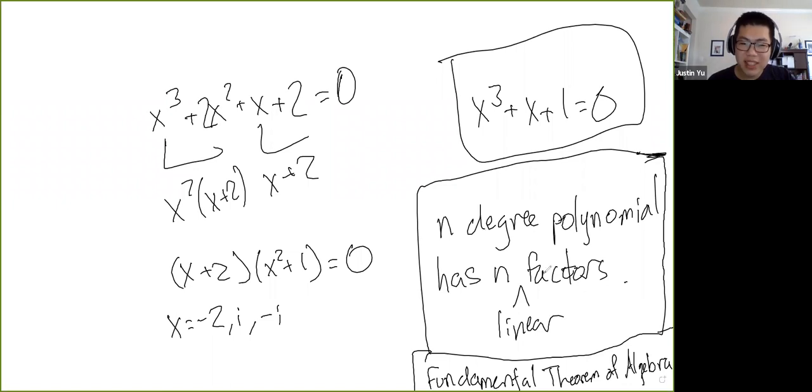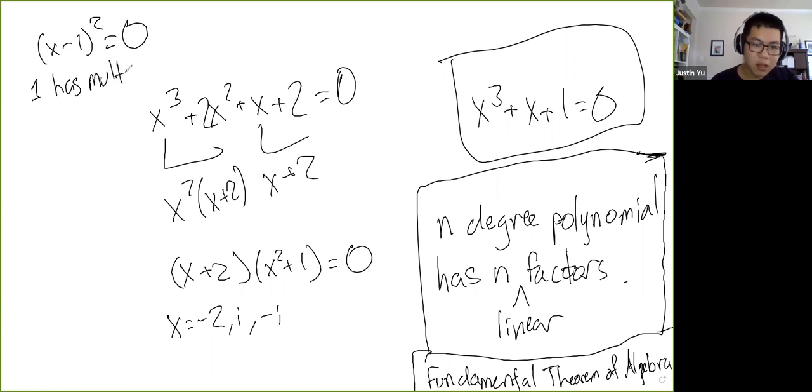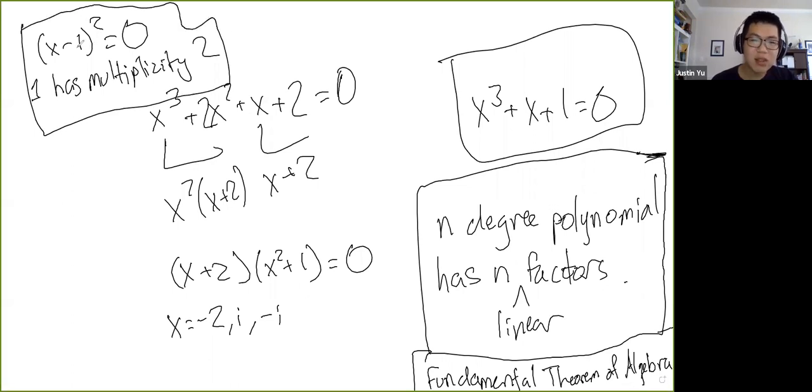All right, and the reason I say factors instead of roots here is because usually they're the same thing, but what if you have the equation (x minus 1) squared equals 0? This has one solution, but it has two factors. So we say that one has multiplicity 2 in this case, because we can think of the x minus 1 factor as being counted twice. Double roots, exactly.